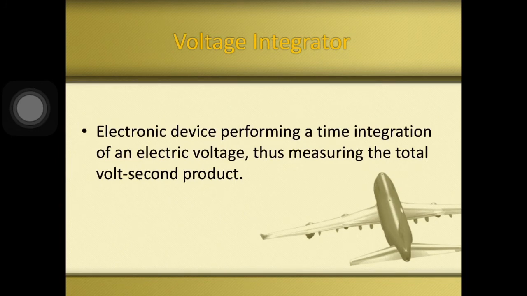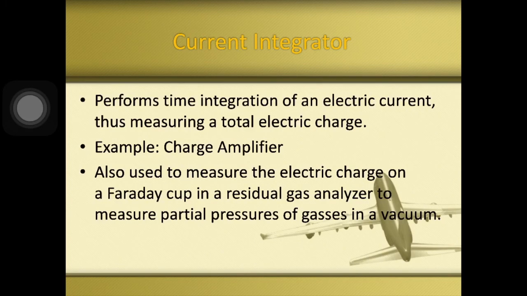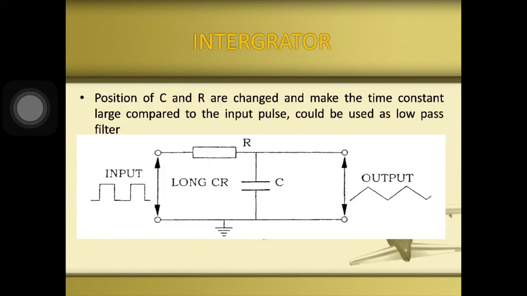A voltage integrator is a type of electronic integrator, basically an electronic device performing a time integration for an electric voltage, thus measuring the total volt-second product. A current integrator is very similar to a voltage integrator. It also performs time integration, but for the current. It measures total electric charge. An example is the charge amplifier.